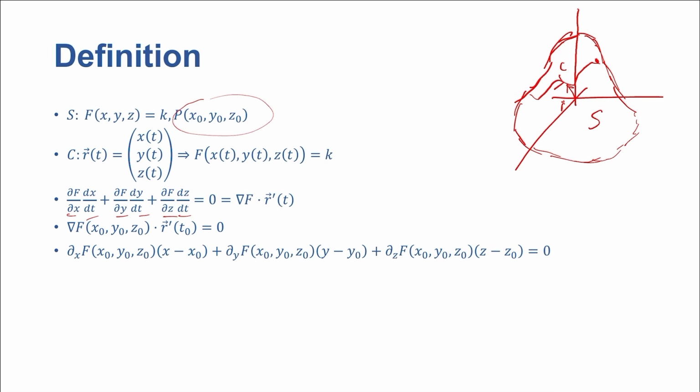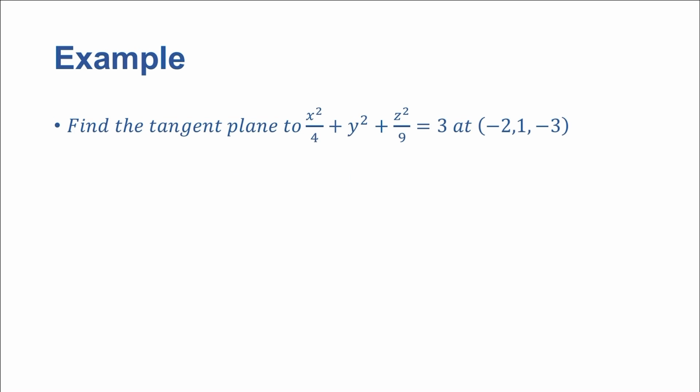Okay, this is very abstract, so why don't we try an example? This one shouldn't be too difficult. I would like us to find the tangent plane to x squared over 4 plus y squared plus z squared over 9 equals 3 at the point -2, 1, -3. So what we're going to do first is assign this to a three-dimensional function. We'll let k equal 3 because we've got 3 here. Then, if we let k equal 3, we can define a three-variable function, setting f of x, y, and z equal to x squared over 4 plus y squared plus z squared over 9.